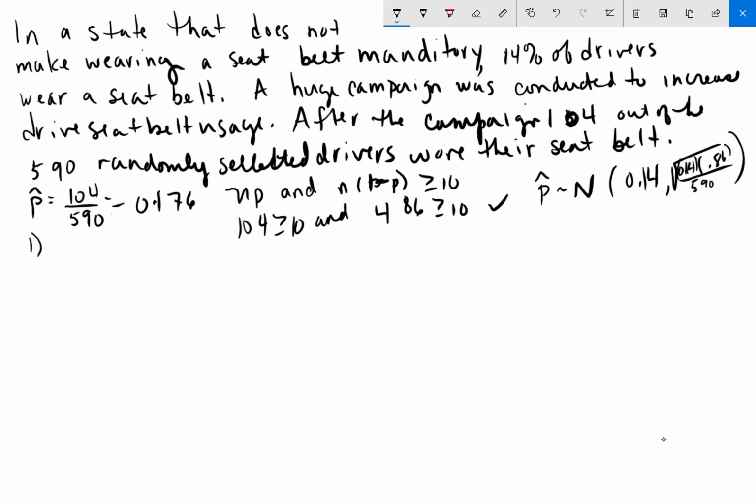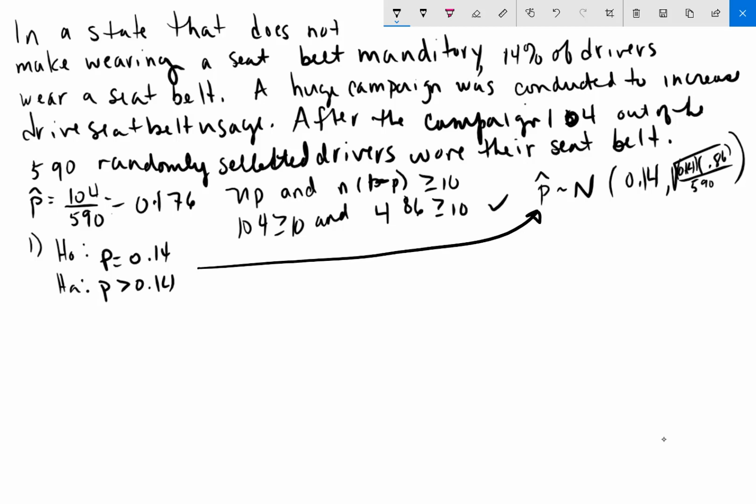So, number one, state the null and alternative. Our proportion is 0.14. We believe that after this campaign, that proportion should increase. And once again, here's our null hypothesis. Number two, we're going to do this at a 0.05 significance level. So alpha equals 0.05.